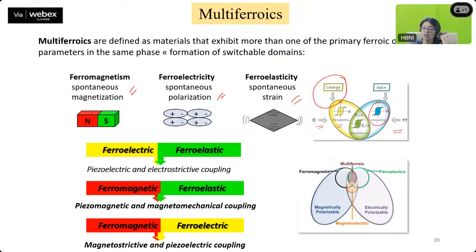When you have an overlap of the ferromagnetic and the ferroelectric, you get this particular region, which is the multiferroic. In some cases, you have electrically polarizable and magnetically polarizable materials that are magnetoelectric. So multiferroic is a very distinct type of material. Technically speaking, it should have both ferromagnetism and ferroelectricity coexisting in that particular material. Then it is known as a multiferroic material.